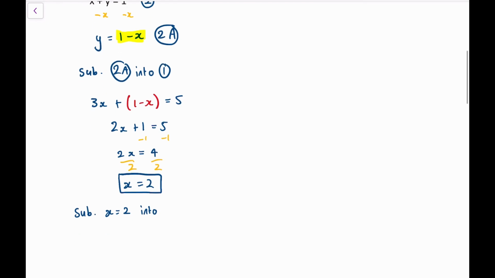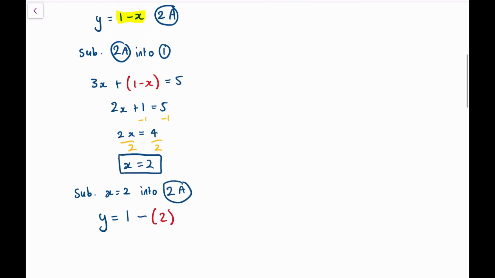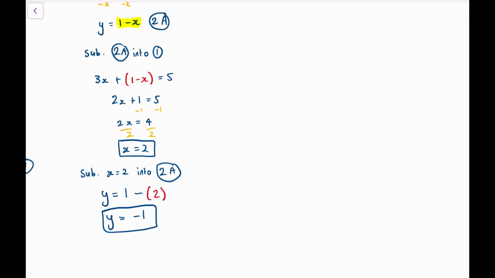So here, I'm now going to go y equals. Oh, sorry, I should write, I'm substituting this into 2a here. So y equals 1 minus x, and x here is 2. So y equals 1 minus 2, which is negative 1. So the coordinates of this point of intersection is actually going to be (2, negative 1).